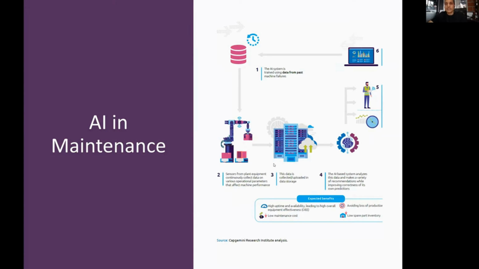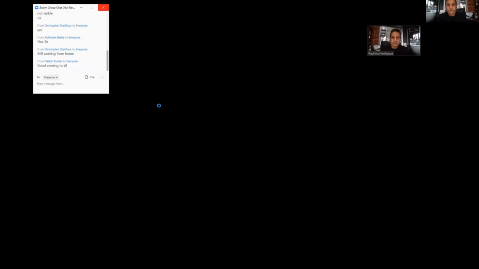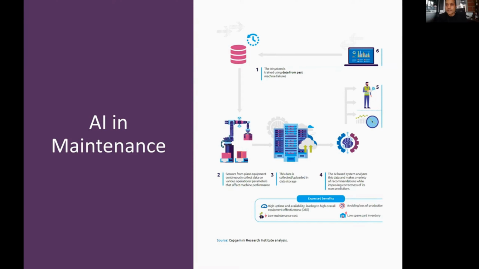How do you use AI in maintenance? The first step is, as I said, AI and intelligent manufacturing is all about connected devices and use of data to make decisions intelligently with that data. So you have a lot of data, and how do you arrive at actionable decisions based on the data that you have?